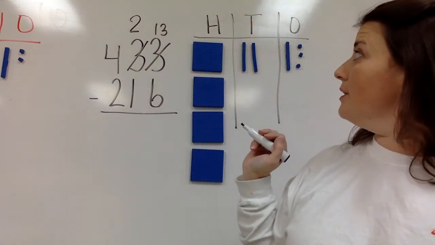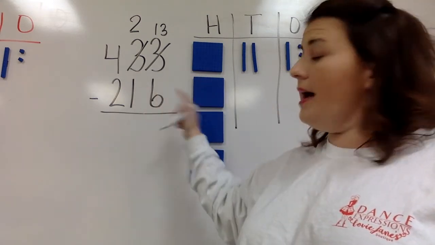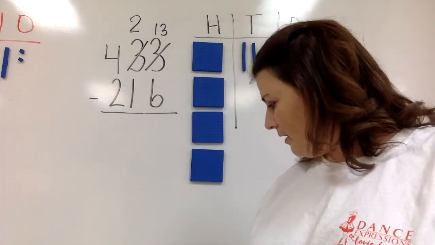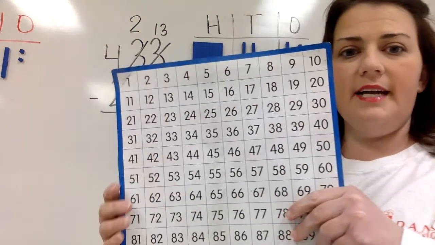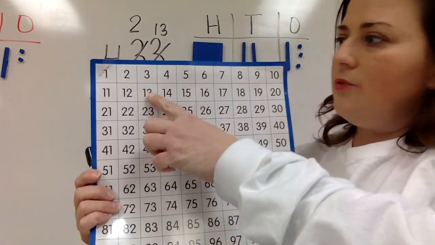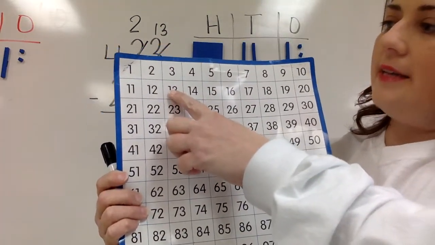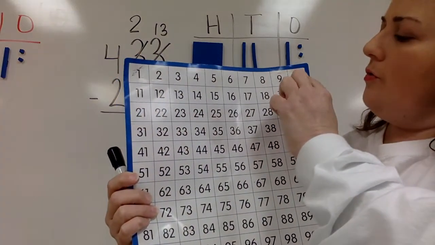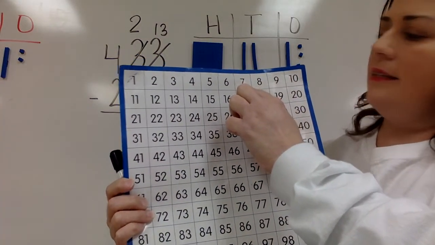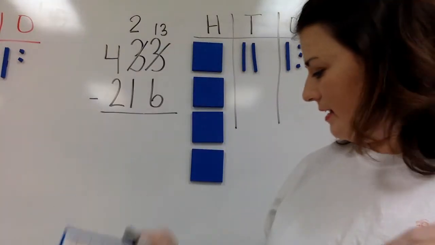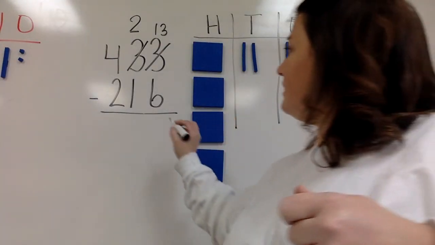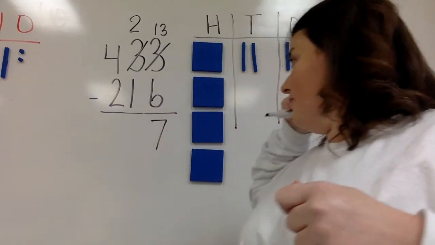So I'm going to mark out the 3, put a 13. Okay, now we're going to subtract. 13 minus 6. Can we do that? Let's use a 100 board this time to do 13 minus 6. We're on 13 and we're going to hop back 6. 1, 2, 3, 4, 5, 6. Where do we get? 7. So 13 minus 6 is 7.